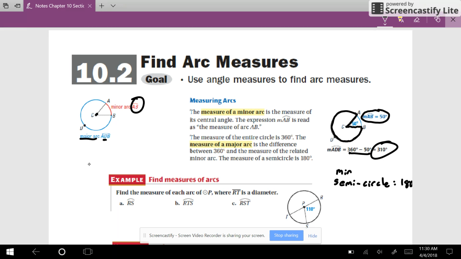Minor arc is less than 180 degrees. Major arc is greater than 180, and it won't be larger than 360.